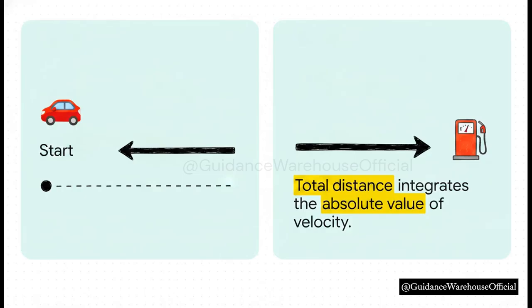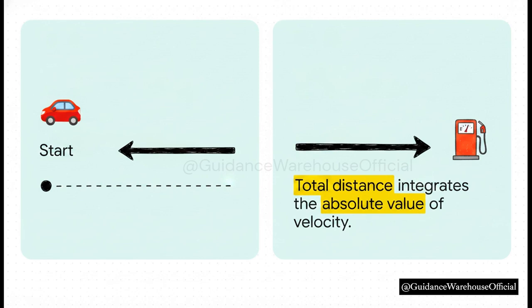Now you might be asking, why do we take the absolute value to find total distance? Well, let's compare the two concepts. Net displacement is just the integral of velocity. In our car example, 40 miles per hour for 2 hours gives us 80 miles north. 30 miles per hour for 1 hour south gives us negative 30 miles. 80 minus 30 means we end up exactly 50 miles from home. That is our net displacement.